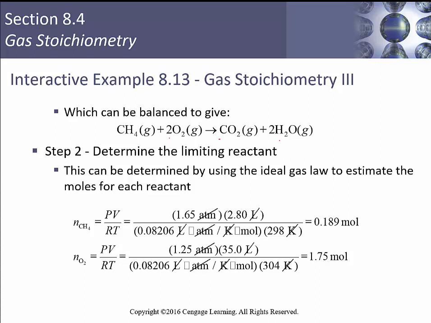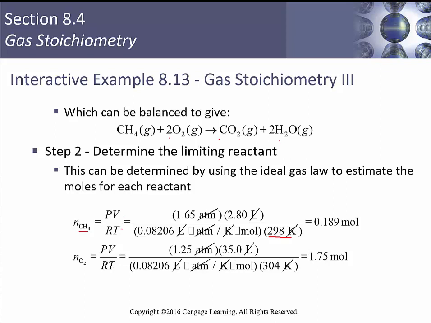So our number of moles of methane is going to be PV over RT. We'll then plug in the appropriate values. So 1.65 atmospheres, that was from our table, 2.0 liters. We're going to divide by 0.0821 liter atmospheres per mole Kelvin, that's R, and we'll divide by the temperature in Kelvin. And we end up with 0.189 moles of methane.